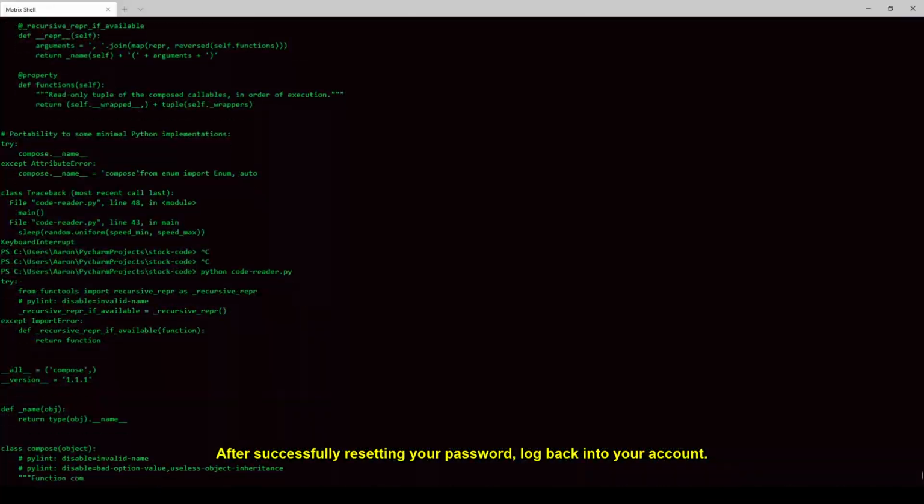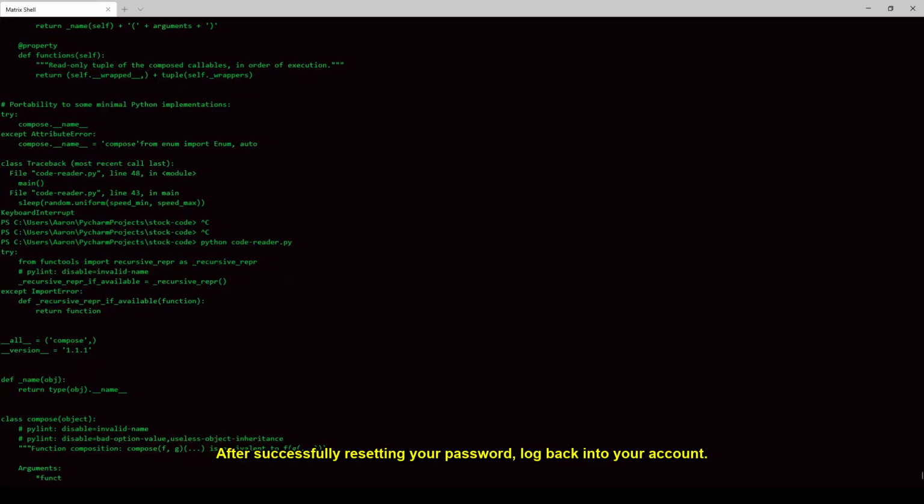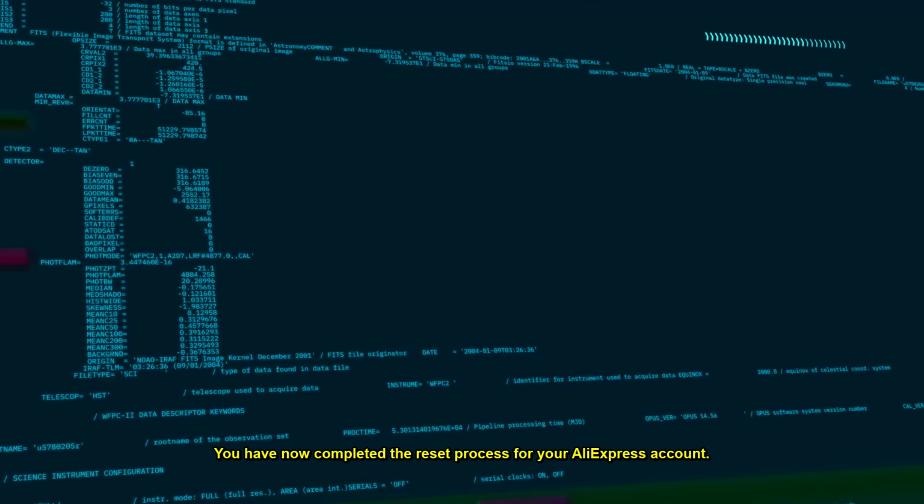After successfully resetting your password, log back into your account. You have now completed the reset process for your AliExpress account.